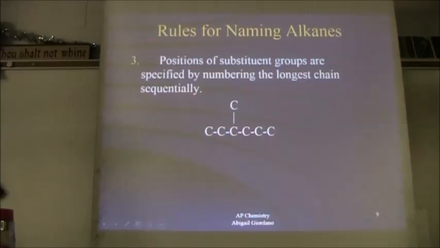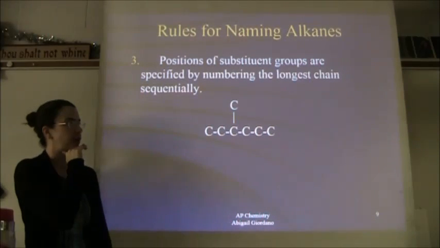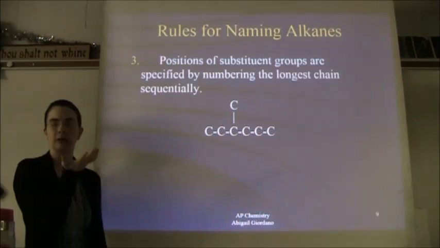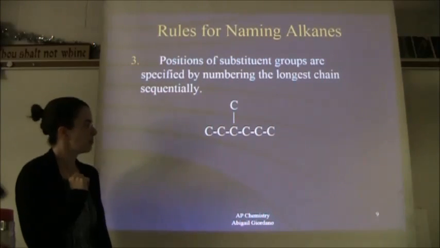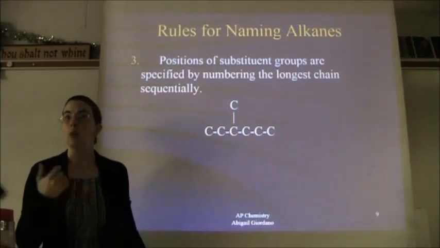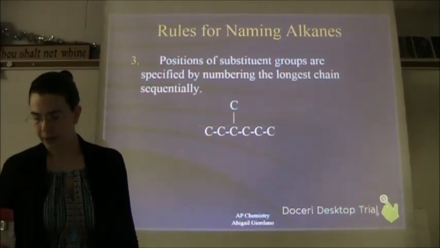Let's say you have this situation. Nice simple one. We'll get more complex in a minute, don't you worry. How many carbons are in the longest chain? 6. So what's my main chain? Hexane. And what do we call a 1 carbon substituent? Methyl. We call it methyl.